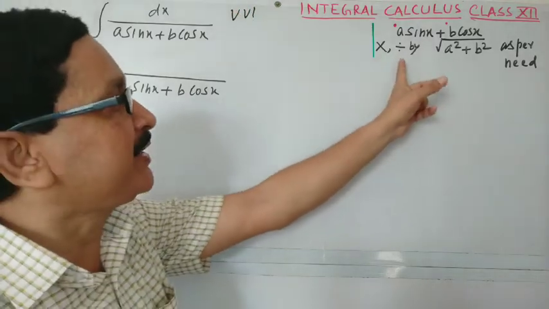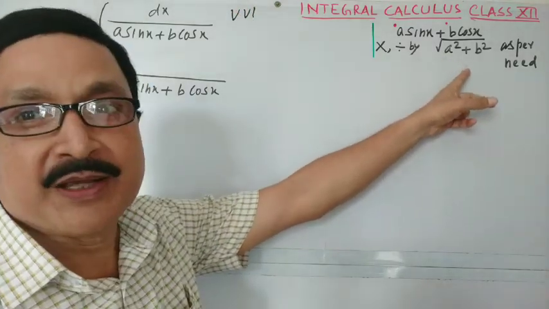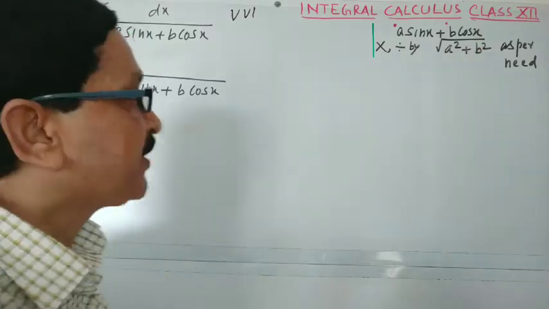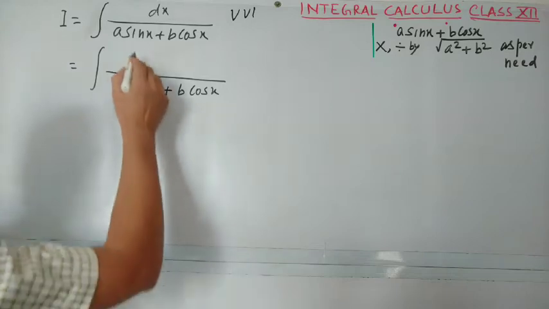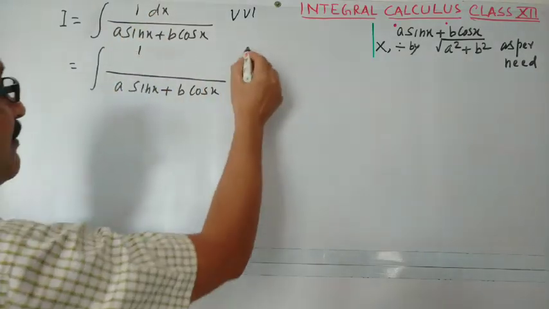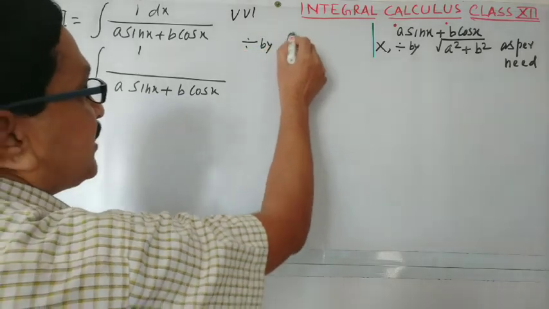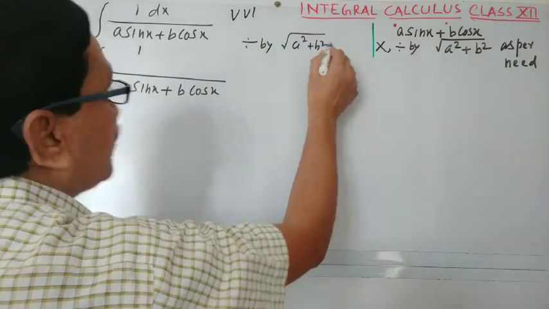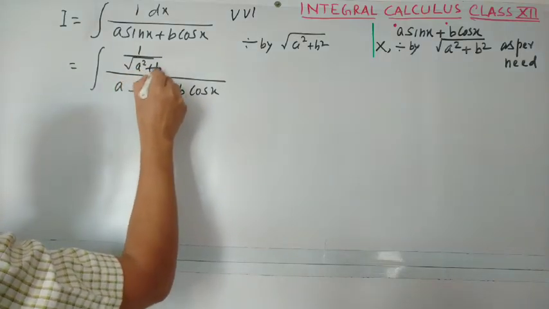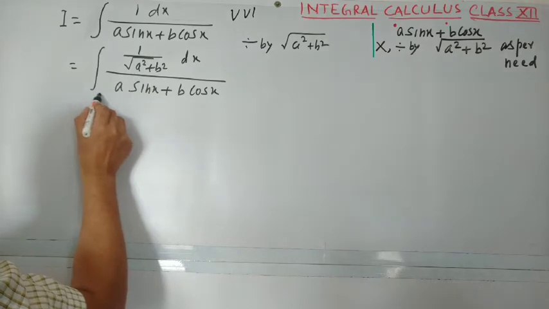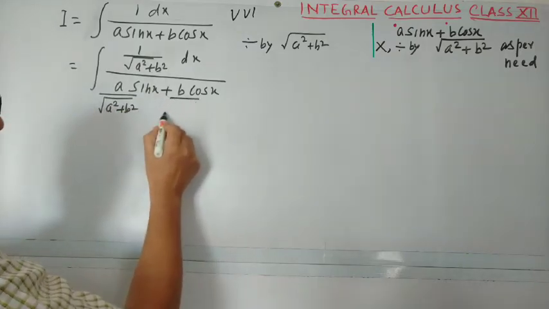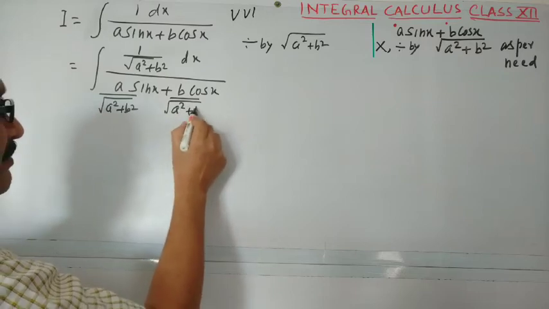Now divide, multiply by a square plus b square as per need. आप अपने आवश्यकता के अनुसार मल्टीप्लाई और डिवाइड कीजिएगा. तो यहाँ पर 1 हम लोग लिख सकते हैं 1. So write 1 and divide by a square plus b square. So this is 1 by a square plus b square dx, and this is a by root over a square plus b square, and again root over a square plus b square.